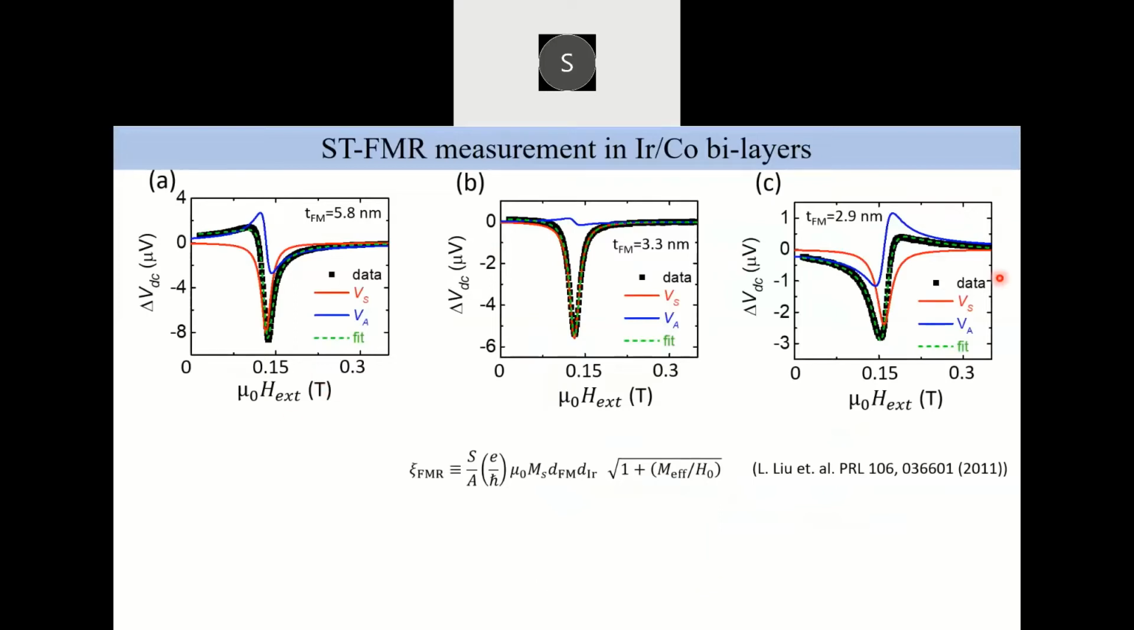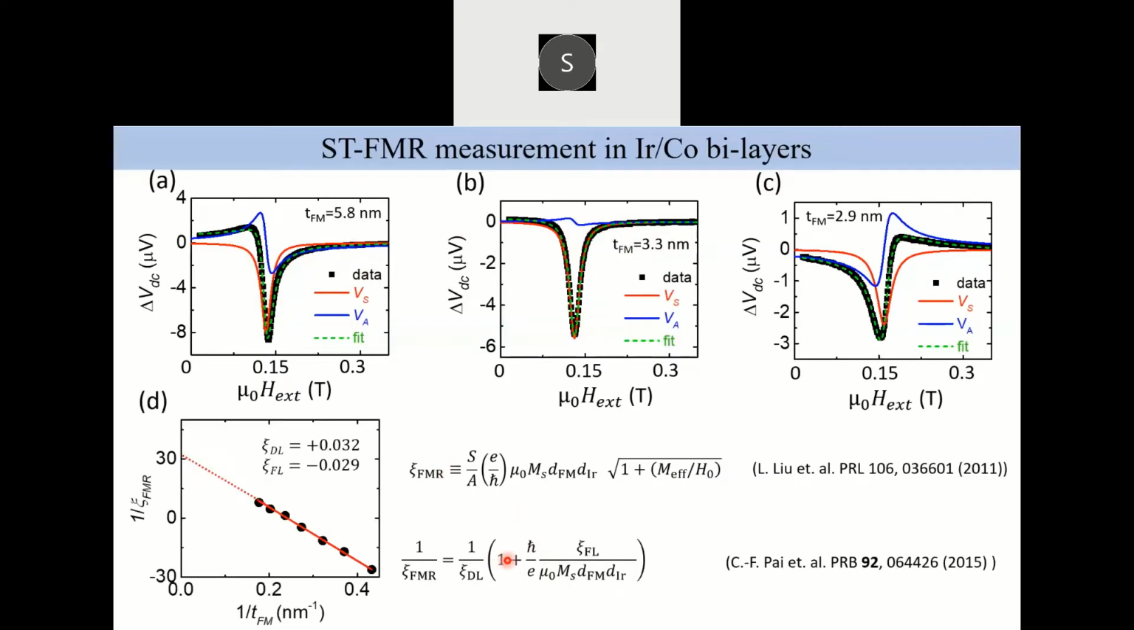looks like this, and we can see that as we decrease the ferromagnet thickness, we have a large symmetric component, but the sign of the antisymmetric component changes, and it is almost negligible for this 3.3 nanometer of oval thickness. So we can see that if we use the other formula, we will get a different value of spin torque efficiency. So that's why we have used this formula.